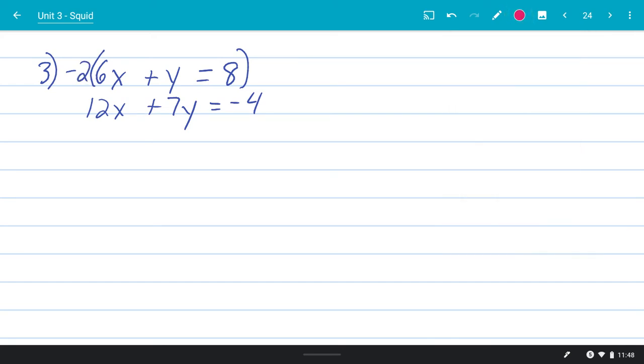Now I'm going to put that answer as red. So negative 2 times 6 is a negative 12x. Negative 2 times y is a negative 2y. Negative 2 times 8 is a negative 16.